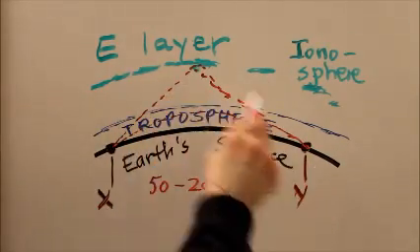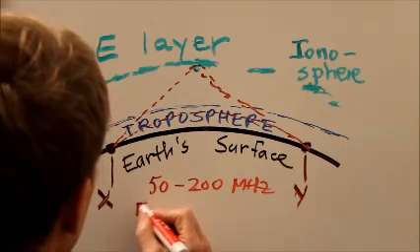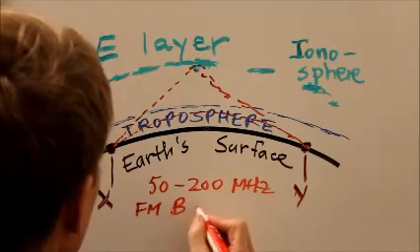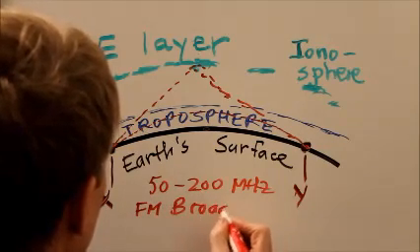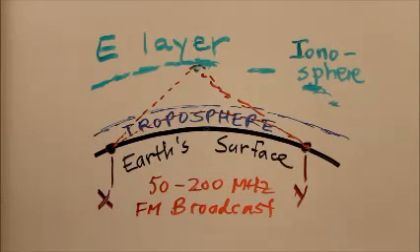We can easily mistake these two modes one for the other, and they both commonly occur in the FM broadcast band. Normally, you don't expect to hear a station more than 15 or 20 or 30 miles away in the FM broadcast band at 88 to 108 megahertz in the United States.